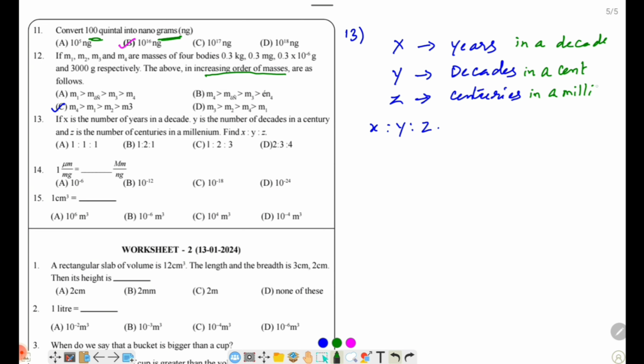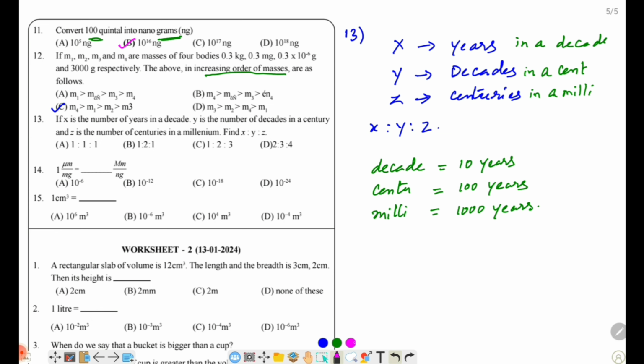First we have to know what is a decade, what is a century and what is a millennium. So a decade means how many years? 10 years. And a century, you know, is 100 years. A millennium is 1000 years. So what is the value of X here?